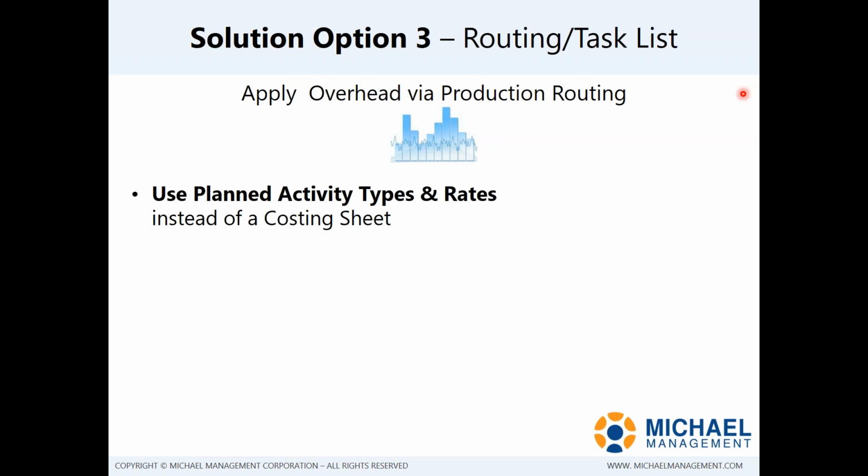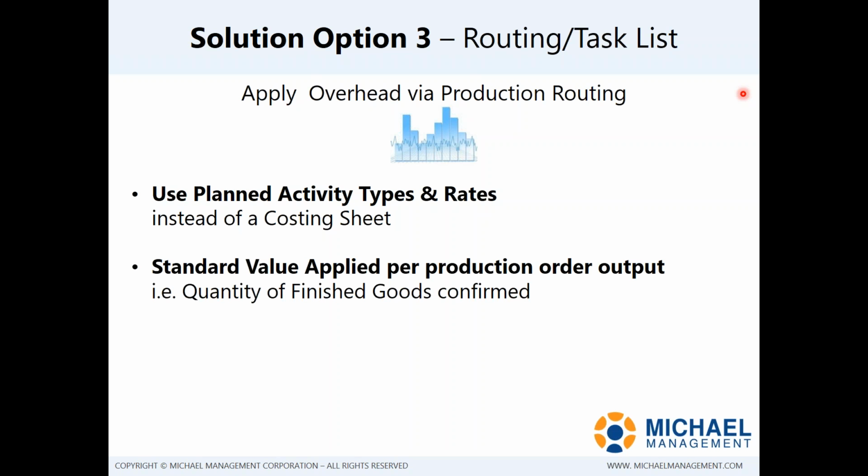So how would this work? The system itself, we would stick with the normal planned activity types and rates in our system instead of a costing sheet. So if you had planned machine hours, quality inspection hours, activities like that in the system, you can use those planned types and rates to apply your overhead. When you apply them, you really get the standard value that you have planned per production order output.